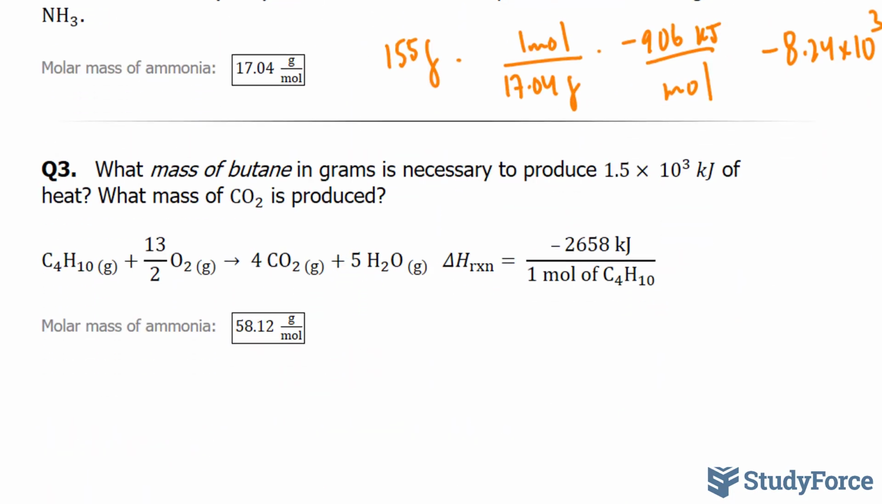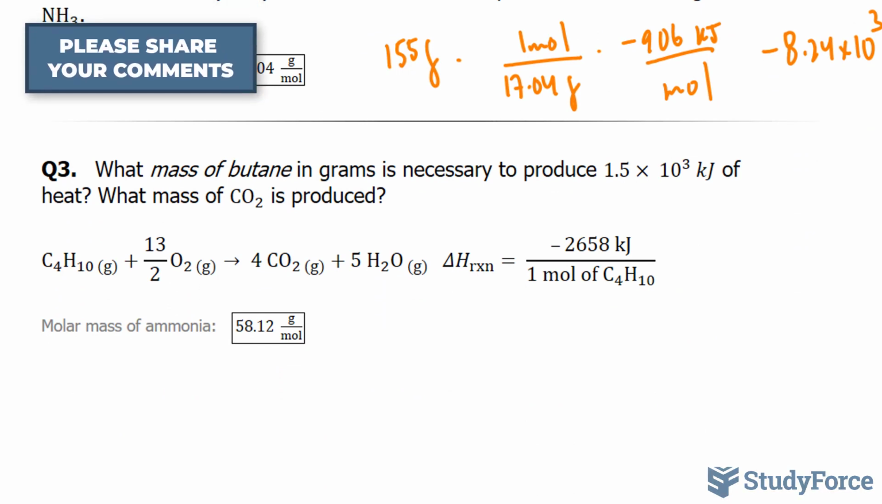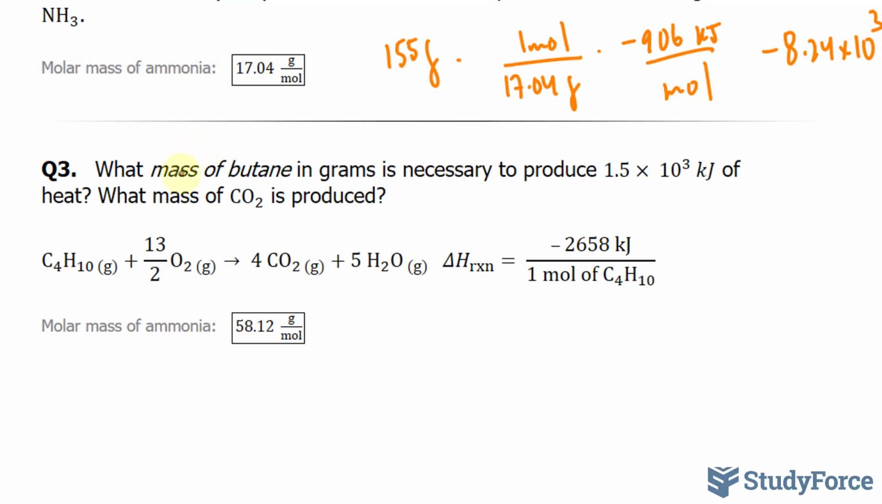Lastly, in question number 3, they ask what mass of butane in grams is necessary to produce 1.5 times 10 to the power of 3 kilojoules of heat. This question is a little more tricky than questions 1 and 2 because now they're looking for the mass of butane and then subsequently the mass of carbon dioxide. To do this problem effectively, you have to understand that 1.5 times 10 to the power of 3 should be represented with a negative. The reason why is because this is the amount of joules being produced. That means it's being released. So we have to write down negative 1.5 times 10 to the power of 3 kJ.